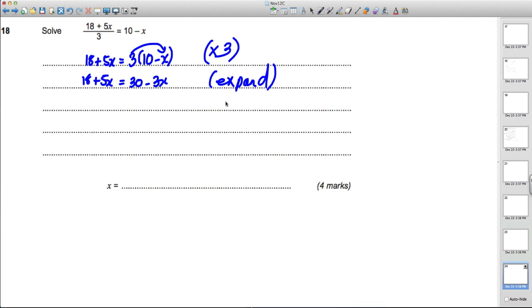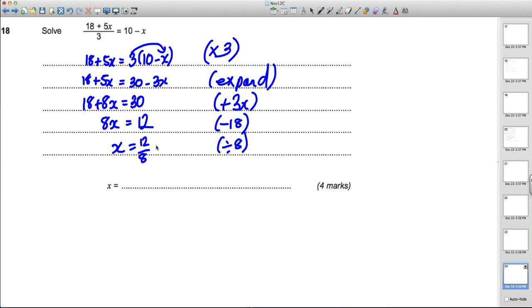Now what we're going to do is collect like terms. So why don't we add 3x to both sides to start with? So 18 plus 8x is equal to 30. And then we could subtract 18 off both sides. 8x therefore must be equal to 12. Divide both sides by 8. x must be 12 divided by 8. And 12 divided by 8 is 1.5. Okay, so x is equal to 1.5.